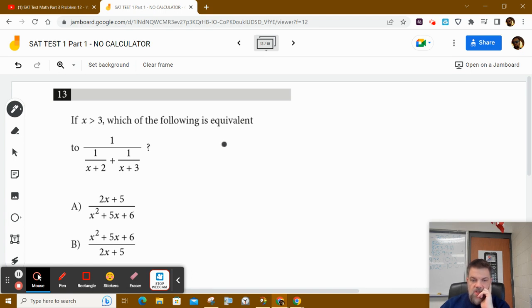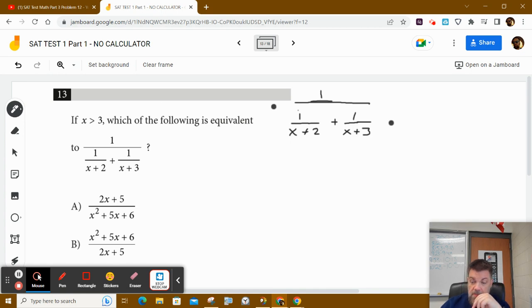So the first thing I'm going to do is I'm going to say 1 over the quantity, we'll make this big line here. Remember, whatever I write down, you guys should write down. I've got 1 over x plus 2 plus 1 over x plus 3. Now, what we need is a common denominator.